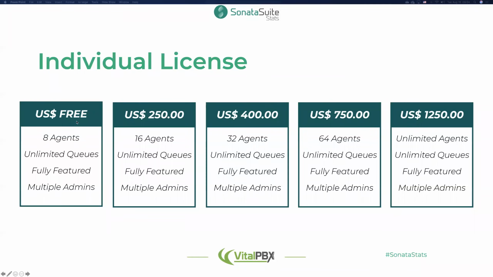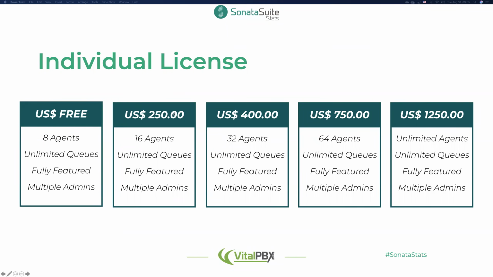Remember that every single add-on inside of VitalPBX you can use without a license, meaning that you can install the add-on without making a purchase first. So you can try everything out. In this case, you will be able to monitor up to 8 agents for the number of queues. You will have all of the features, so you can test everything out and see if this application is fit for you. Then we are moving to 16 agents.